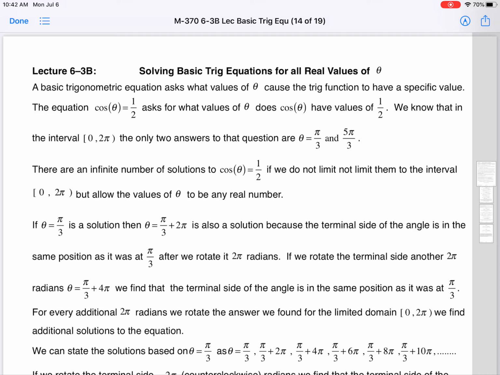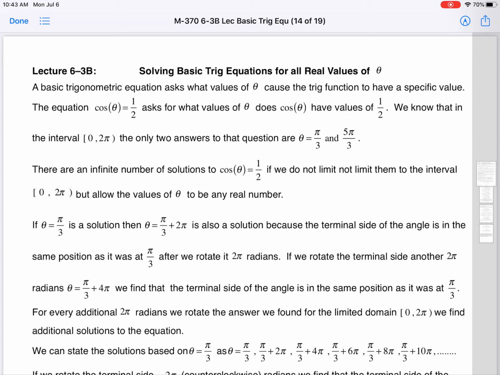All right, welcome to 6.3b. Now we're going to solve trig equations for all values of theta. A basic trigonometric equation asks for what values of theta cause the trig function to have a specific value. And that's what we were doing in the last one.